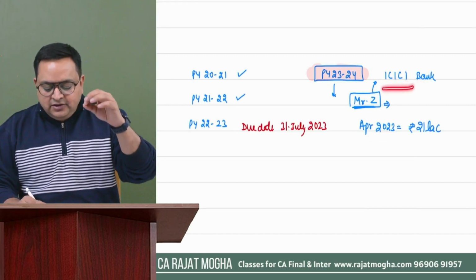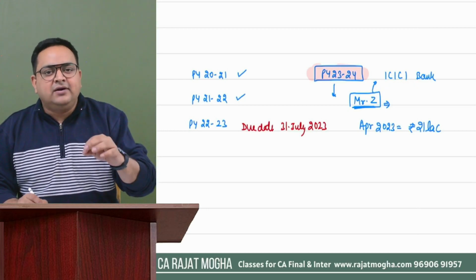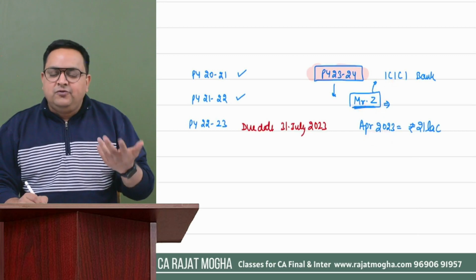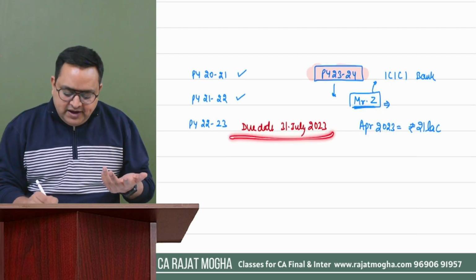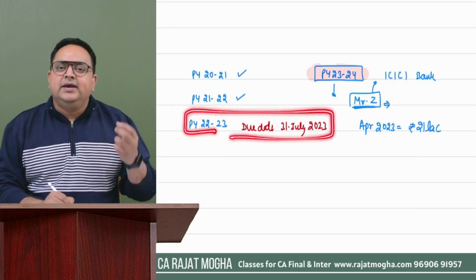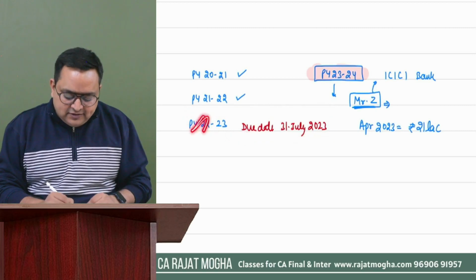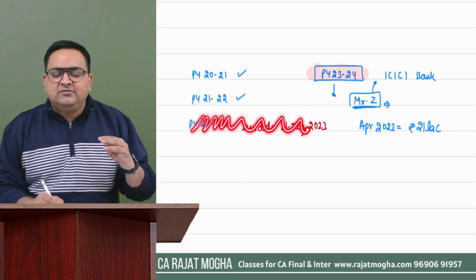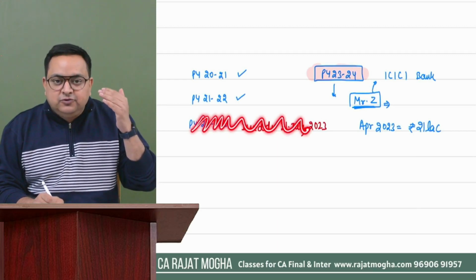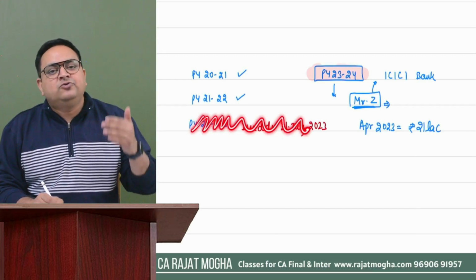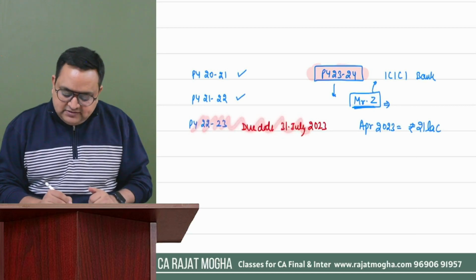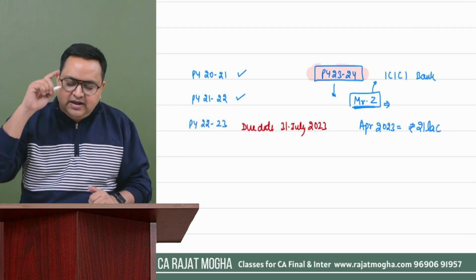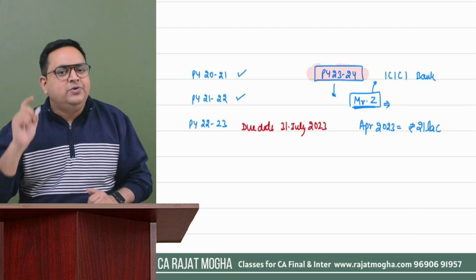Let's say you are a representative of ICICI Bank. In this month itself, this person is withdrawing. So you will see that this due date is not yet expired. In that case, you will ignore this year, but you will take 3 years. Which 3 years will you take? Those 3 years where the due date has already expired. So this year's due date is not yet expired, so please cut it off. Then take those 3 years whose due date has expired.